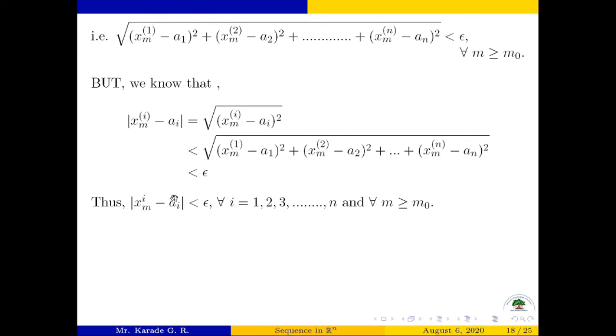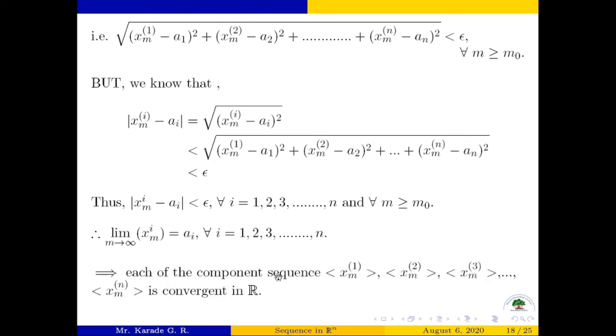So see here, we observe that the distance between the terms of sequence xmi and the number ai becomes smaller and smaller when m becomes larger and larger. So this is nothing but the convergence of a sequence. In other words, we can say that the sequence xmi converges to ai for all i equal to 1 to n. This means the limit of sequence xmi is ai, so the limit exists here as m tends to infinity. So each of the component sequences xm1, xm2, xm3, xmn is convergent in R. Thus we have proved our first part.